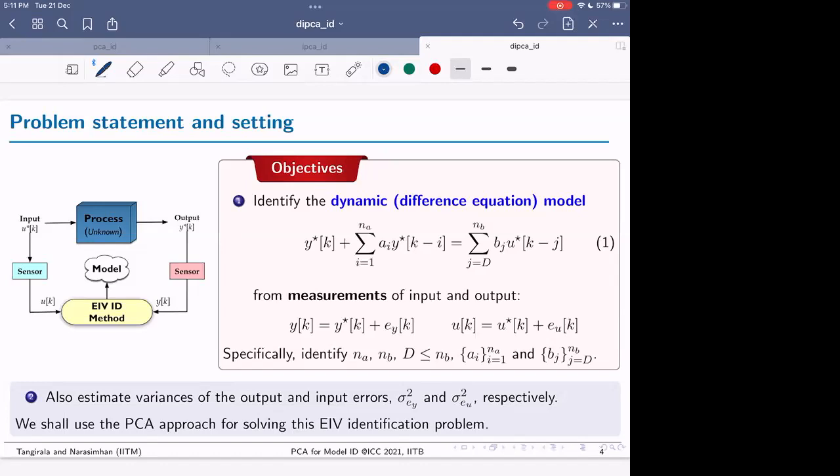That is something that we have not yet published, but it is a manuscript that is under review. So in addition to estimating these many unknowns, even if you don't tell me which is input, which is output, I'll be able to tell you that as well. That's the beauty of a systematic extraction of information from data. And needless to say, we will use the PCA approach for solving this EIV identification problem.